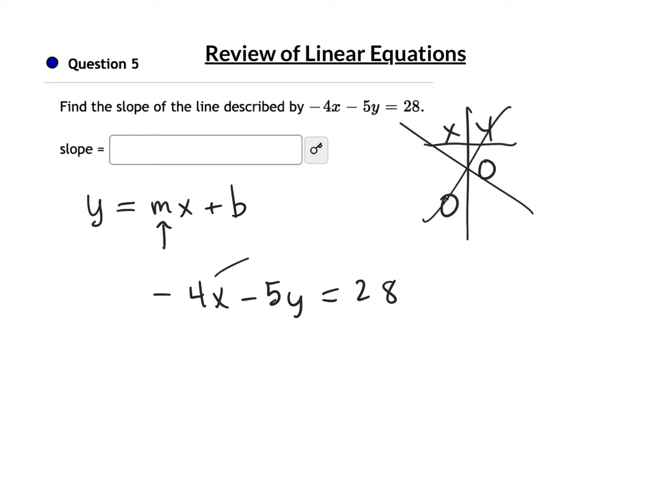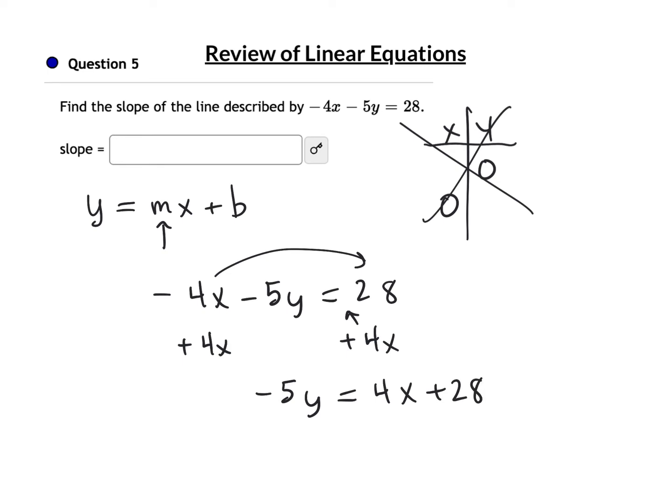The first step is to move the negative 4x to the other side. We'll do the opposite to move it. We'll add 4x to both sides. We get negative 5y equals, and we'll pop that 4x right in front, 4x plus 28. Remember that we're heading for mx plus b. We're going to put x first. We'll divide everything by negative 5.